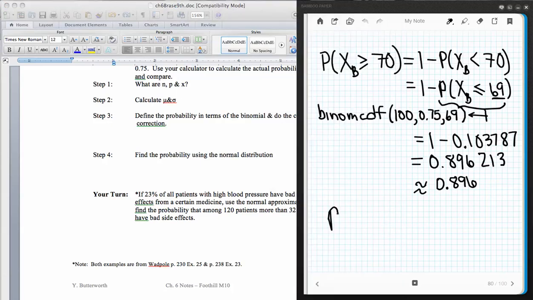So the probability that my binomially distributed random variable is more than 32 have bad side effects. Remember, you'll have to find out what n is, what p is, and then you'll have to make sure that it's appropriate to use the approximation and go ahead and standardize and find that probability.